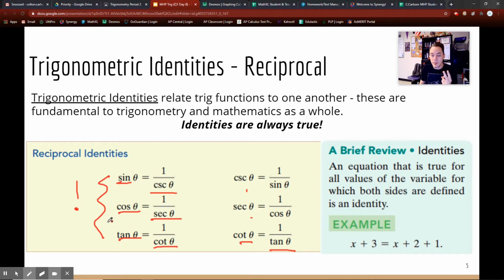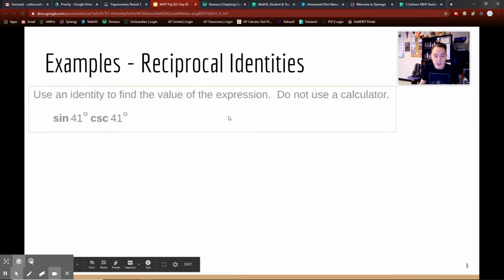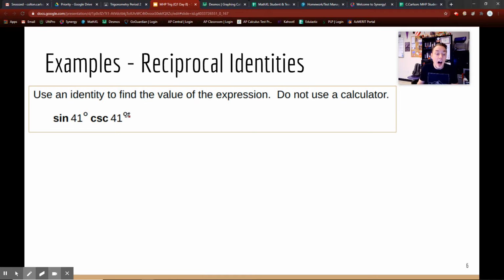We're going to go through 2 examples in the next slide, and then we're going to go to another set of identities. Okay, so pause the video if you need to. Get these down. Let's get started. So let's go through this first example: sine of 41 degrees times cosecant of 41 degrees.